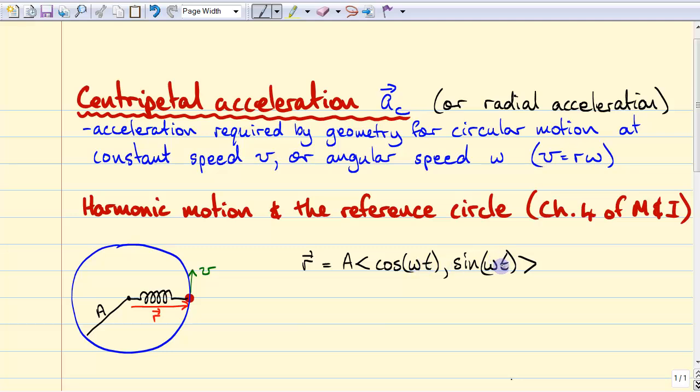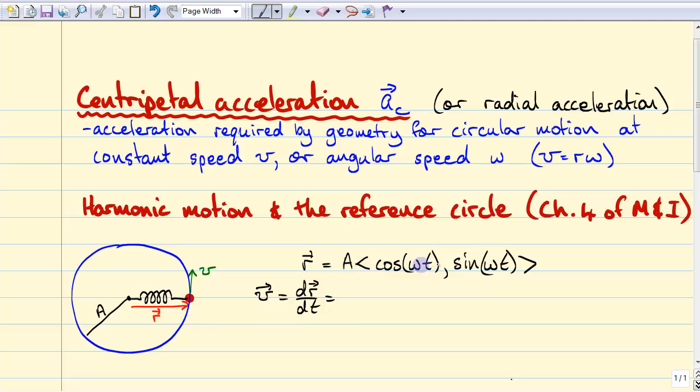Now the thing that we can do with this, because we've now got a function for r as a function of time, is use the definitions of velocity and acceleration to see what acceleration there must be to be going in a circle. This circle, the one described by this parametric equation. So let's do that. v, the velocity, is defined to be the rate of change of position versus time. Pretty straightforward, right?